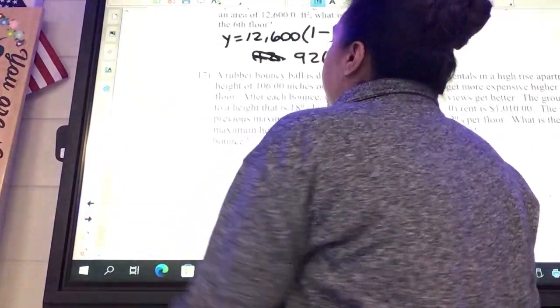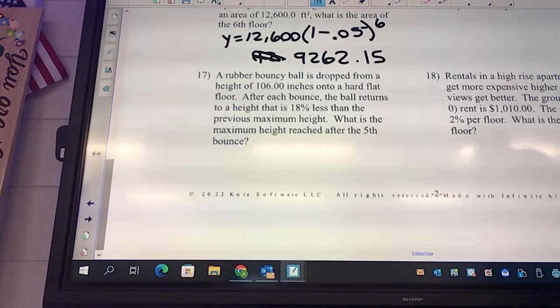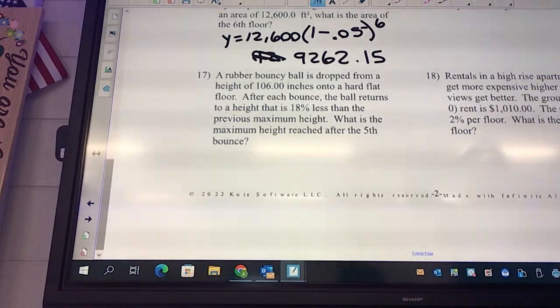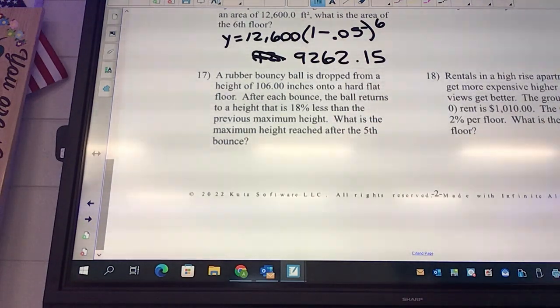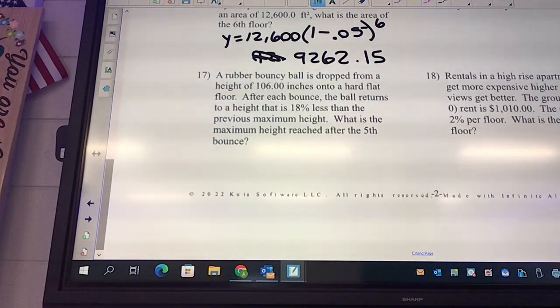Okay, last one. A rubber bouncy ball is dropped from a height of 106 inches onto a hard, flat floor. After each bounce, the ball returns to a height of 18% less than the previous maximum height. What height does it reach after the 5th bounce? If I drop a ball from here, about where's it going to come up to next time? Waist. And then where's it going to go? Knees. So is the ball bouncing higher and higher each time or lower and lower? Lower and lower, okay?